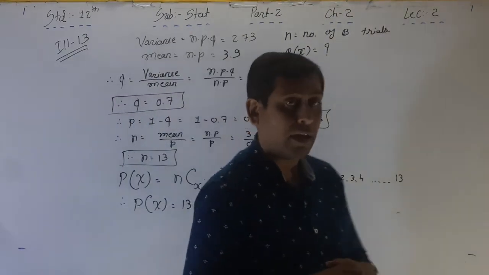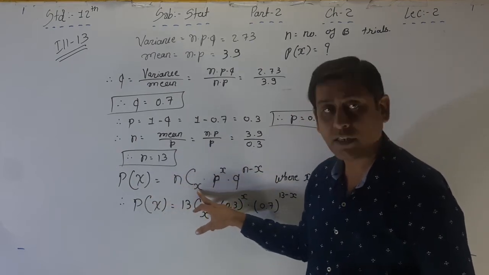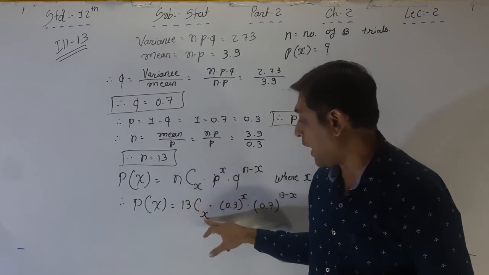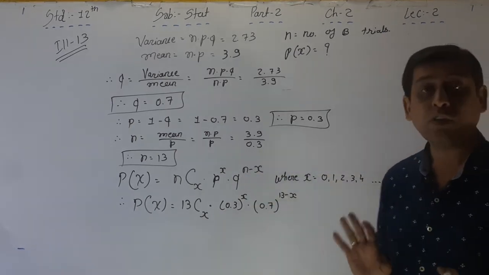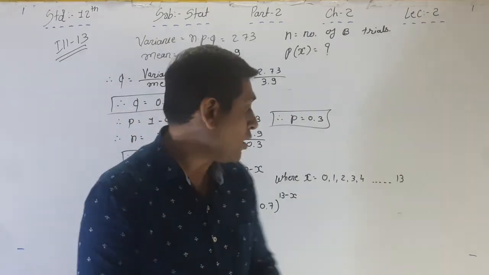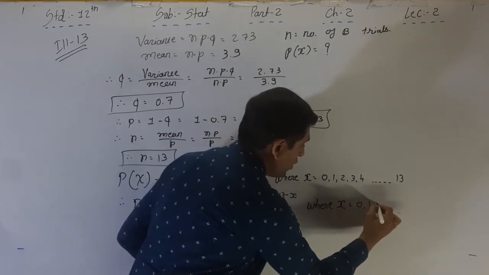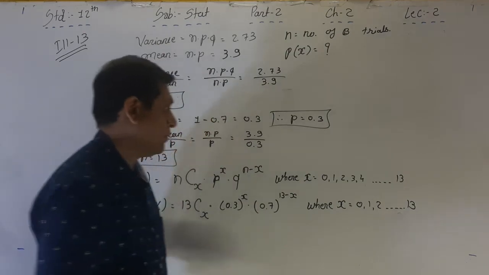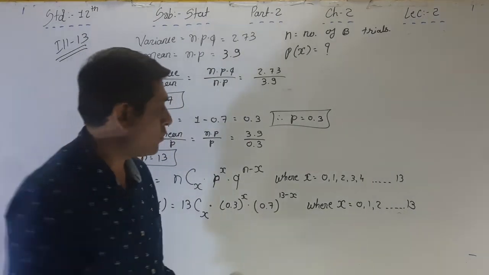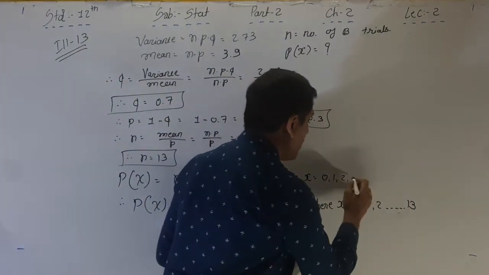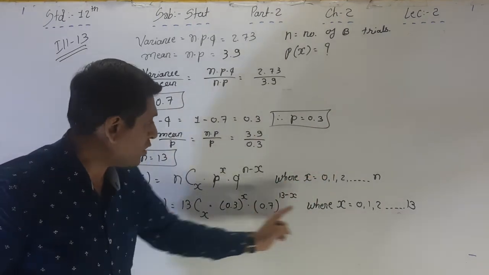x we don't know, that's why in the formula we just have to write x as it is, and we know 13cx, 0.3 raised to x, 0.7 raised to 13 minus x. This is the last or final answer. Here again we have to write down where x is equal to 0, 1, 2, dash dash dash 13, because n is equal to 13. So formula is there, where x is equal to 0, 1, 2, dash dash dash n, and this is your answer.